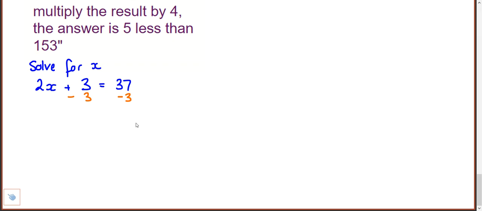Yes, that's where I remember it from. So I end up with, if I don't have the plus 3 anymore, I'm left with only 2x equals 34. Because the 37, if I take 3 away from one side, I have to take it away from the answer as well. And then, remember Miss Harrison, 34 divided by 2. So now I have to divide by 2.